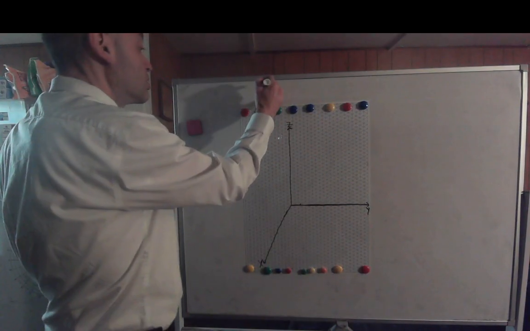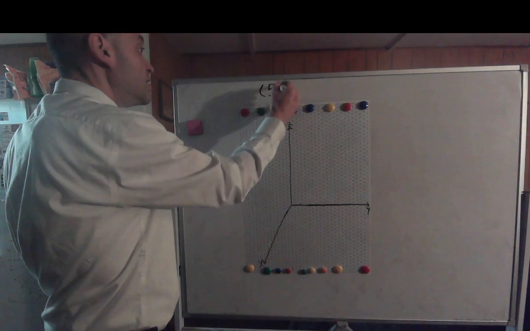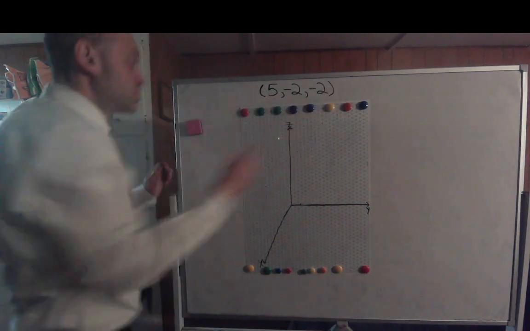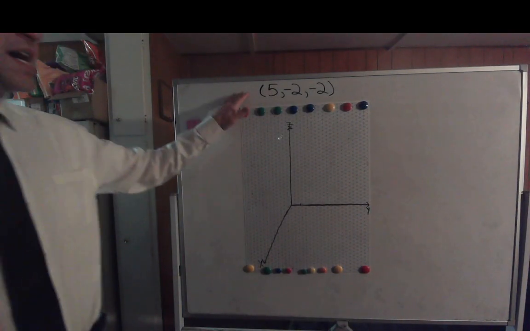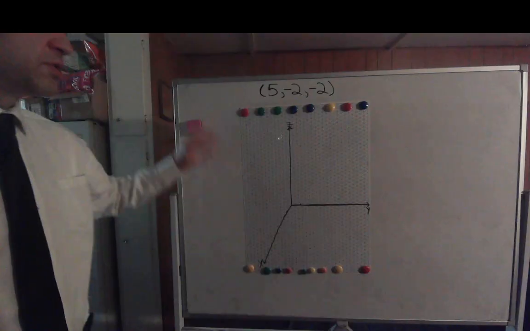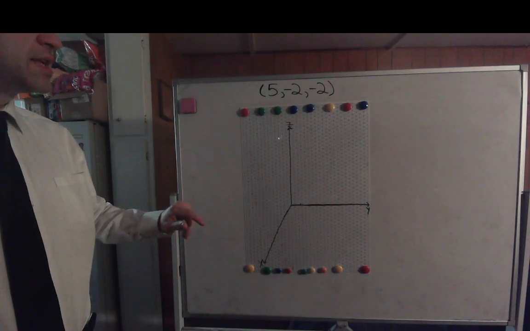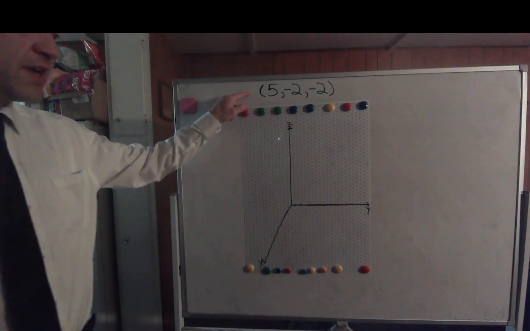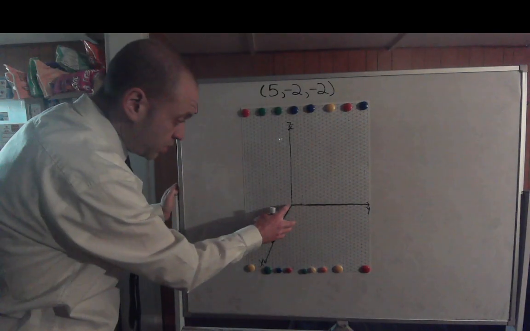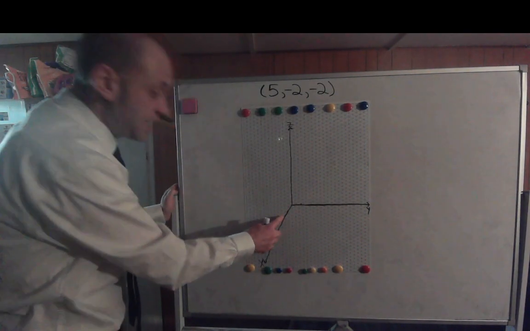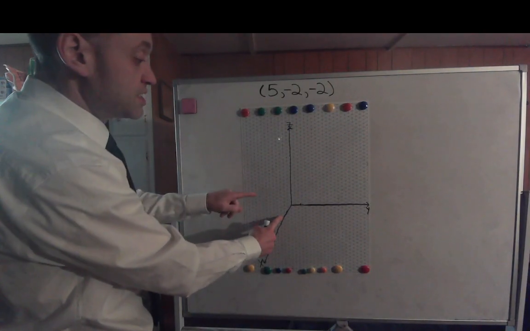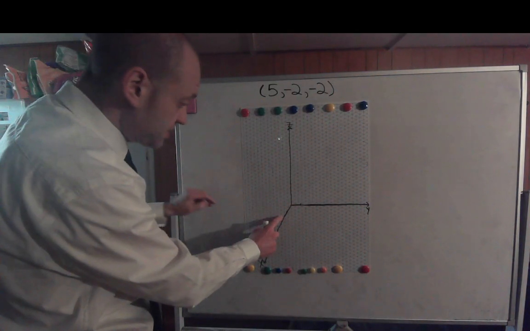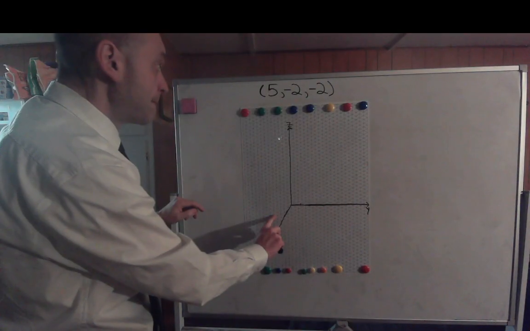So we're going to plot 5, negative 2, negative 2. So we're going to plot the ordered triple 5, negative 2, negative 2. So that means first what we need to do is go 5 in our positive x direction. So about 1, 2, 3, 4, 5. Now notice my y coordinate's negative 2, so I'm going to the left. That'll put me right about there.